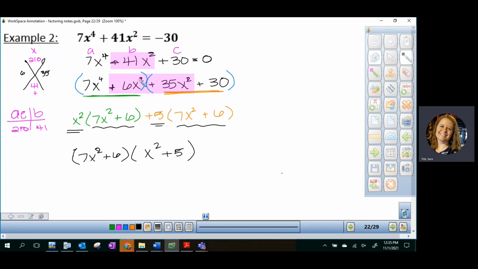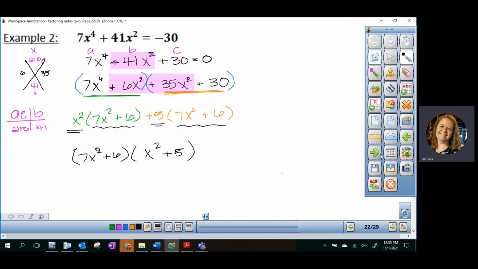Now, if you rearranged this, if you wrote the 35x squared plus 6x squared, that's fine. It works that way too. Just what you factored out and what you were left with would have been reversed from this. But you still would have ended up with the same factors. Now, I know the instructions technically say solve, so they want you to set this equal to 0 and solve, but I just want you practicing factoring for now. So you can stop here and then move on to try example 3.